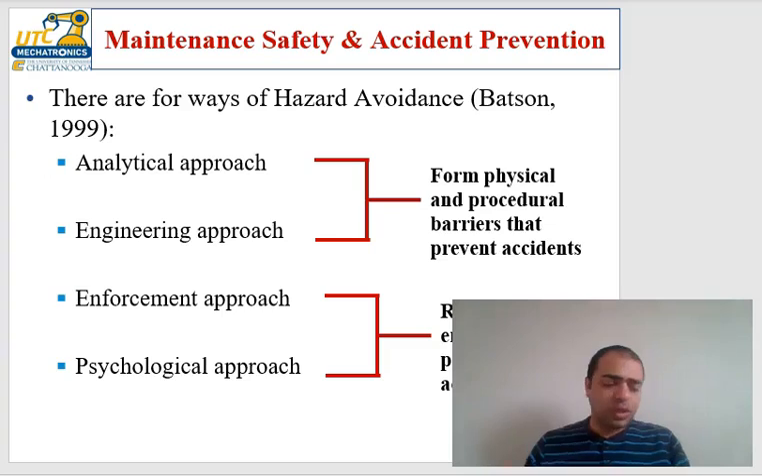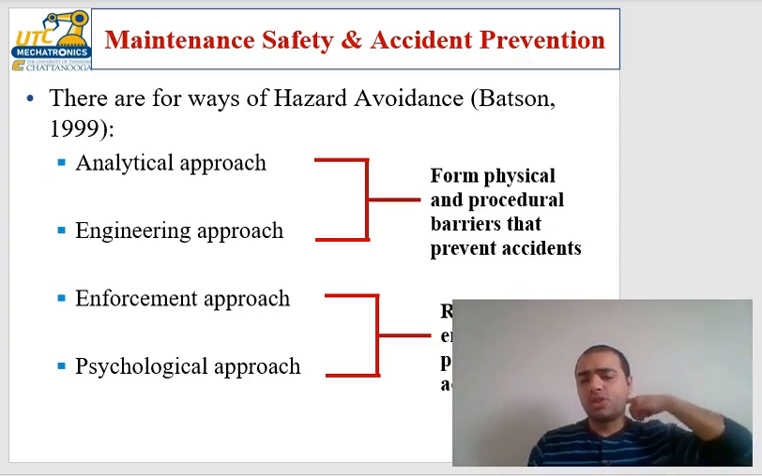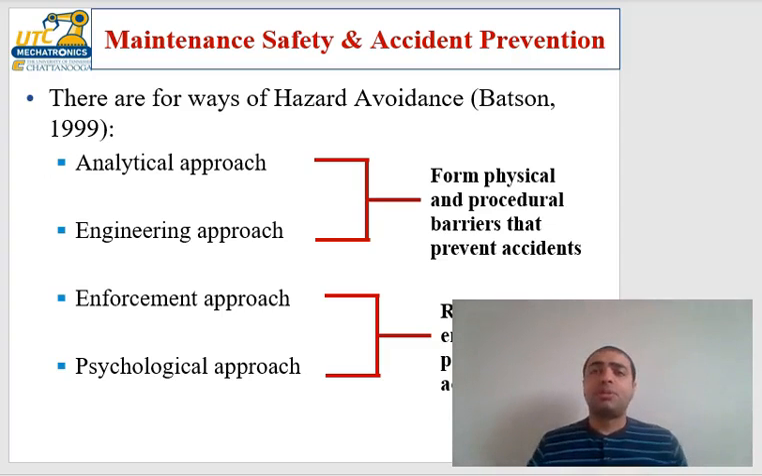Okay, so for example, first we have to de-energize, you have to turn off the power, then you have to make sure that the pneumatic lines are off and so on. So that is the procedural approach, and there's the engineering approach. These are basically barriers between you and the failures. Then there's enforcement and psychological. These are the last lines of protection. They are there to reduce human error and reduce unsafe acts.